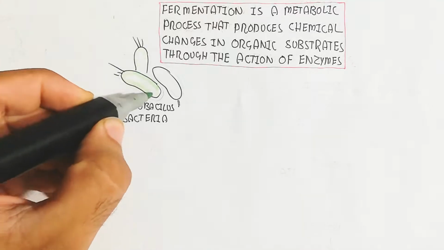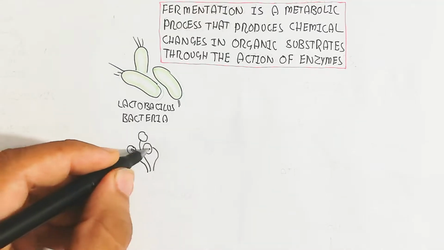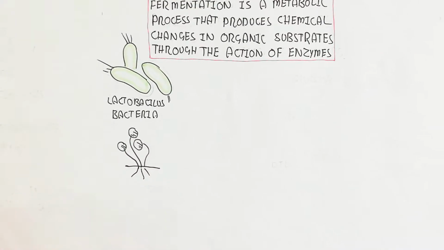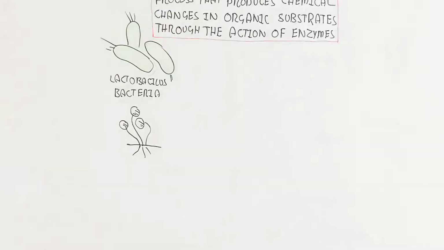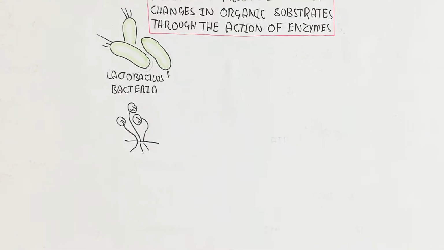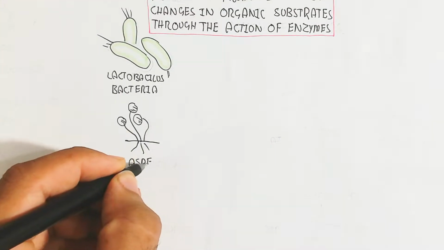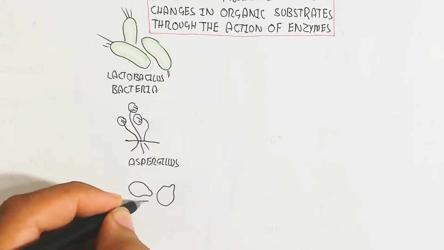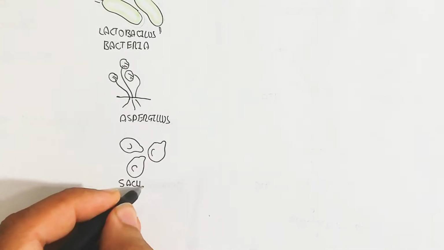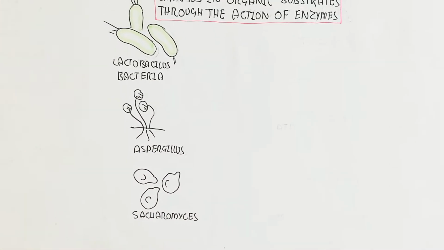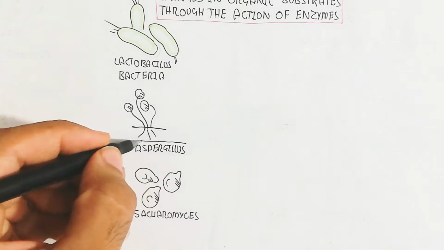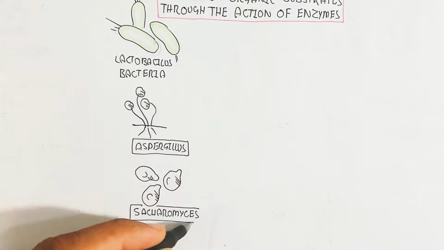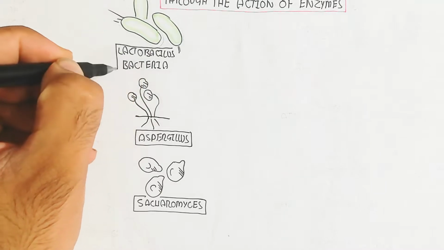The fermentation organisms include the Lactobacillus bacteria, Aspergillus and Saccharomyces. Saccharomyces is also known as yeast, so remember that: yeast is Saccharomyces. In this way, all living organisms contain glycolysis.